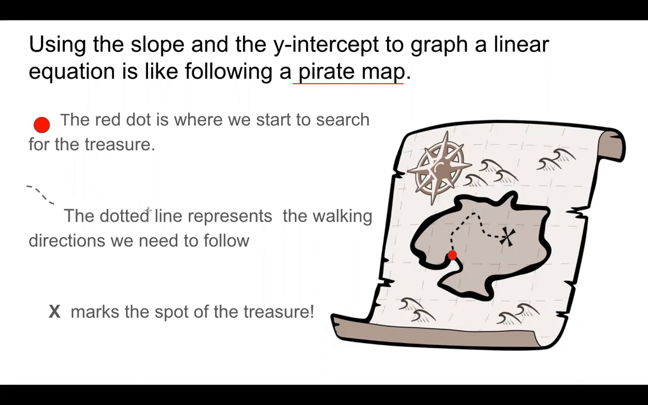The dotted line represents the walking directions we need to follow. So here is our path that we need to walk on. And then the X marks the spot of the treasure. This is where we dig and we get the pirate treasure. Okay, so that's a pirate map.